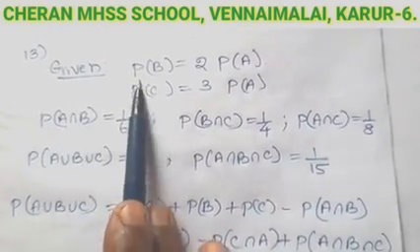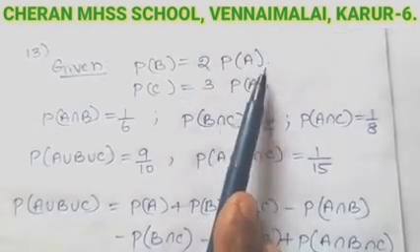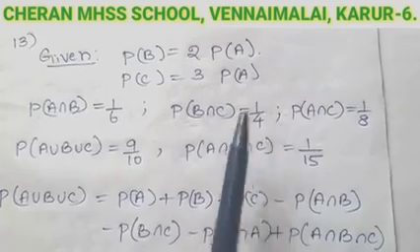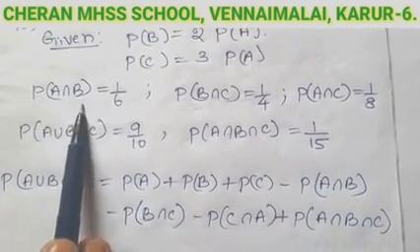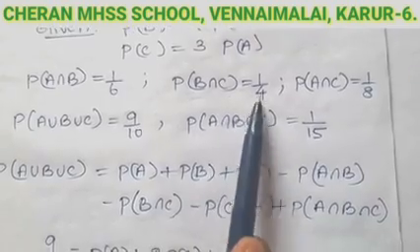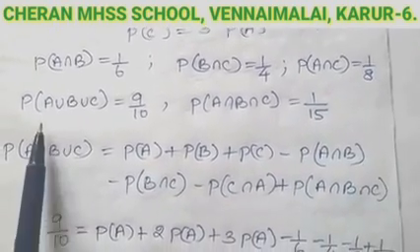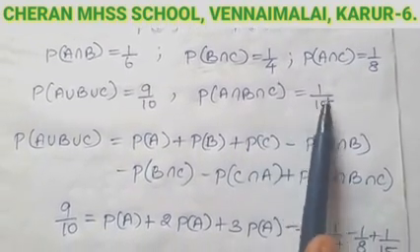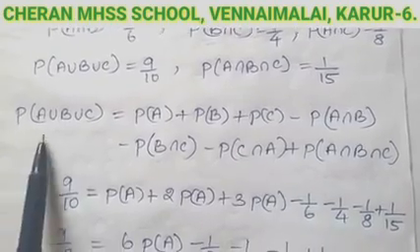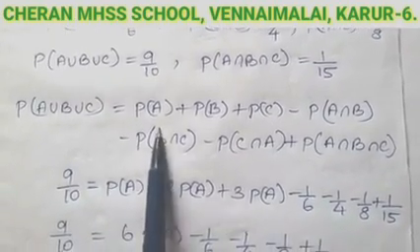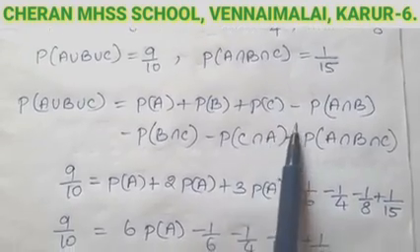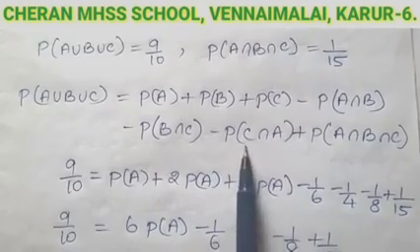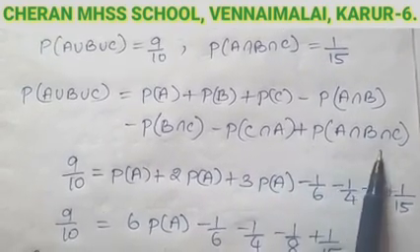Solution. Given probability of B is twice that of probability of A, probability of C is thrice that of probability of A, and they have given P of A intersection B 1 by 6, B intersection C 1 by 4, A intersection C 1 by 8, A union B union C is equal to 9 by 10, A intersection B intersection C is 1 by 15. We find P of A union B union C is equal to P of A plus P of B plus P of C minus P of A intersection B minus P of B intersection C minus P of C intersection A plus P of A intersection B intersection C.